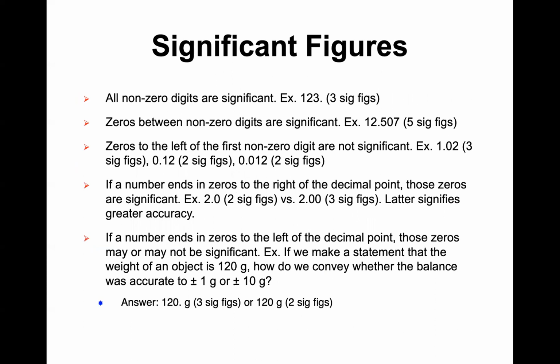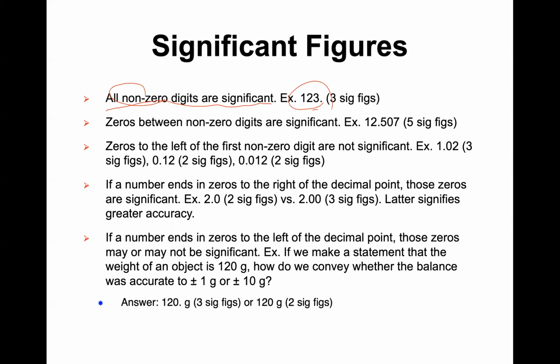Now, talking about significant figures, we will follow the rules for how to count the number of significant numbers and how to calculate using them. So here we will say which numbers are significant. All non-zero digits are significant. For example, 1, 2, 3 has 3 significant numbers. Remember, all non-zero digits are significant.